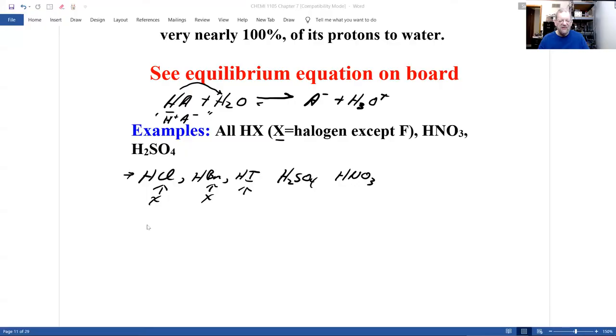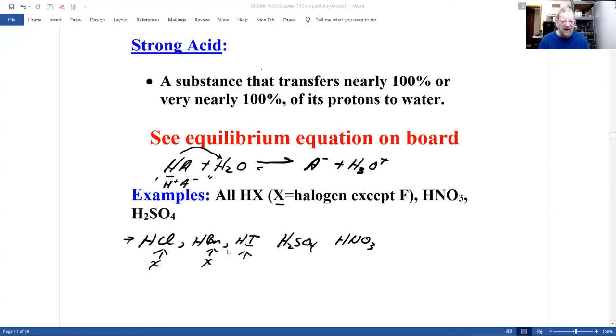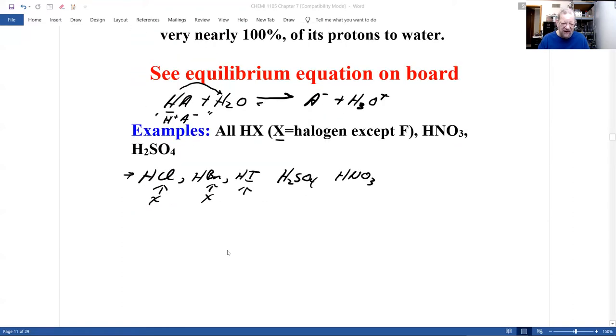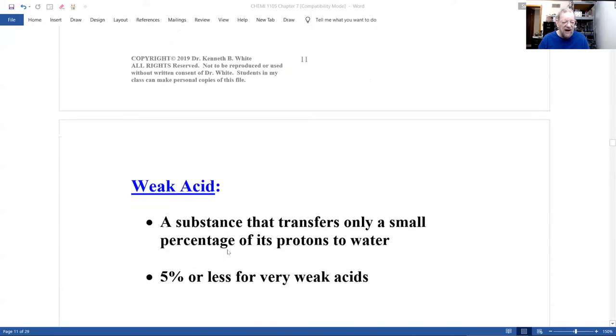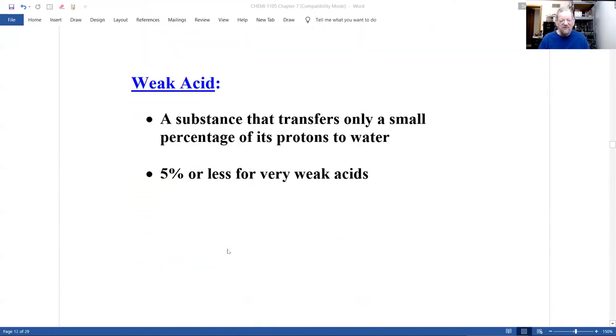I'm an acid, I've got my proton, take it. You don't have a choice. And that's a strong acid. So these are strong acids. They donate almost 100% of their proton to water. Now there are weak acids that say, oh, I'm not gonna give up my proton.